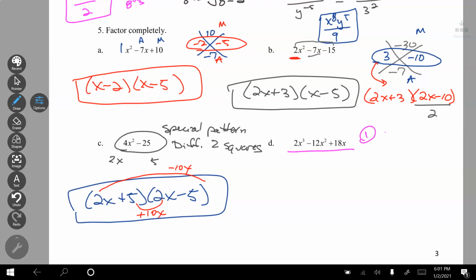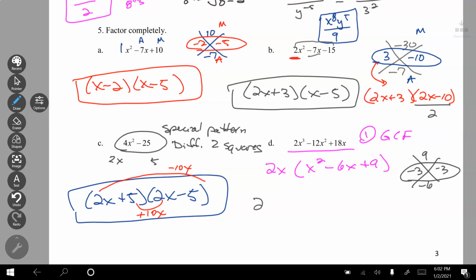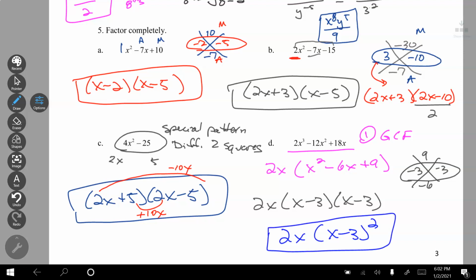Now this last one, what you need to do is realize that, wow, there's a lot going on here. The first thing I should always look for is the greatest common factor. Do they have something in common I could take out? I could take out a 2x. What's left over when I take out a 2x? X squared minus 6x plus 9. And if you want to do your whole little X box, you get 9 and negative 6, and you say negative 3 and negative 3, and you get 2x, x minus 3. Another one is also x minus 3. And if you want to really clean it up, you could say 2x, x minus 3 squared is your final result.